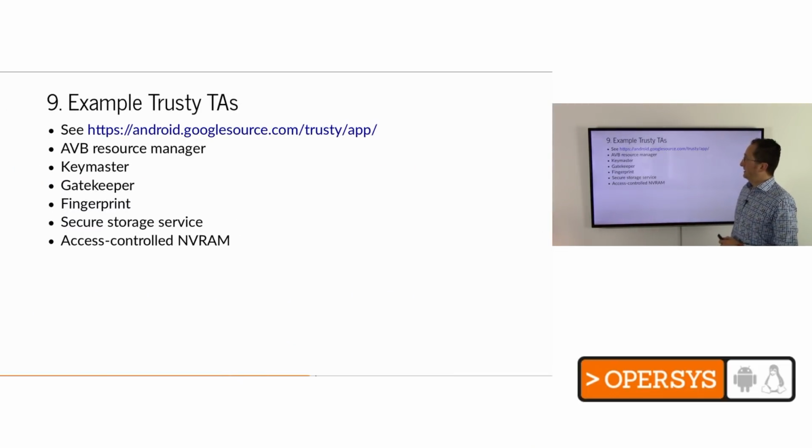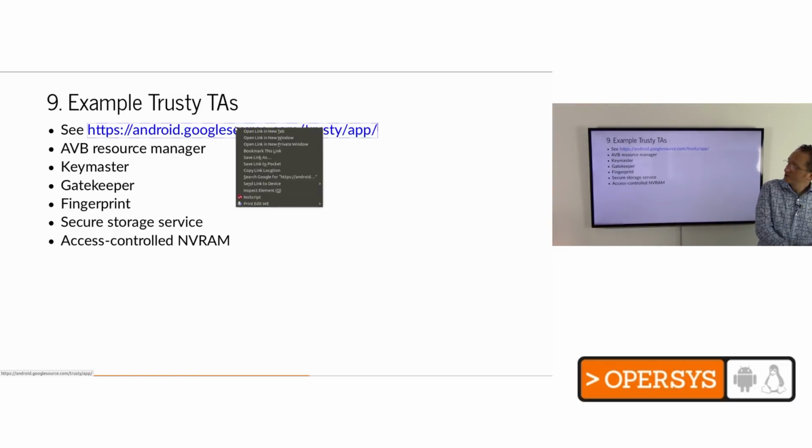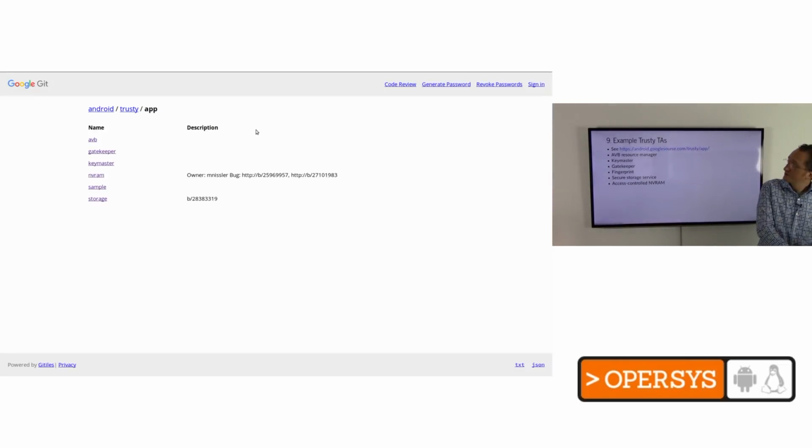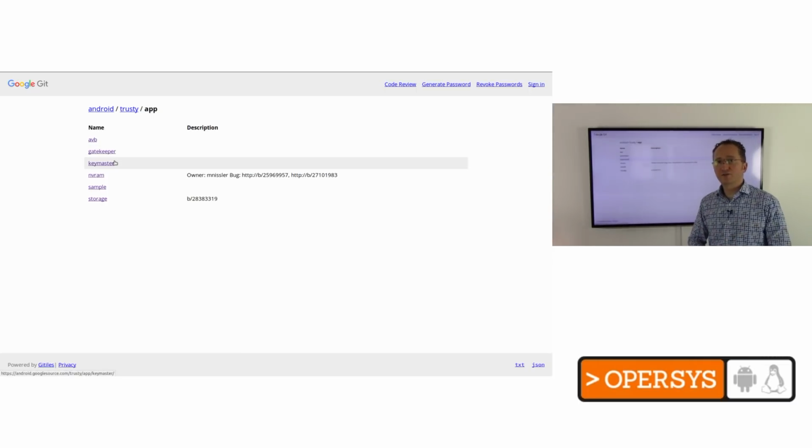All right. If you want to take a look at some Trusty TA applications, let me see if I can click on this link and show you a few things. So this is hosted on android.googlesource.com. All right, let's see if I can get to this new tab. Here we go. So AVB, Android Verified Boot. Keymaster for effectively verifying passwords and pins and stuff, Keymaster for secure storage, and a few different applications here.